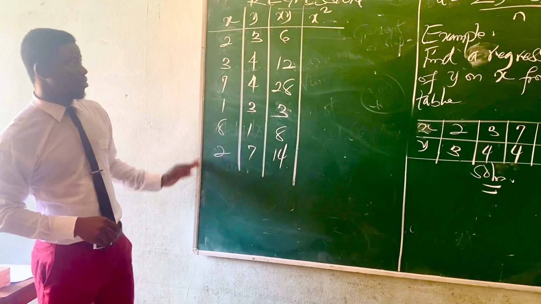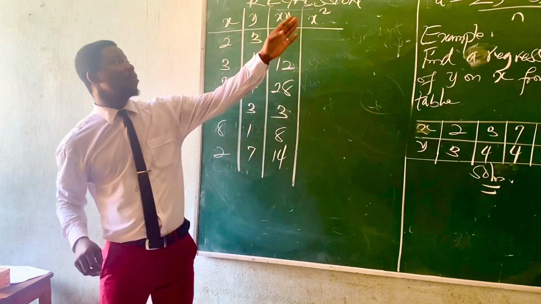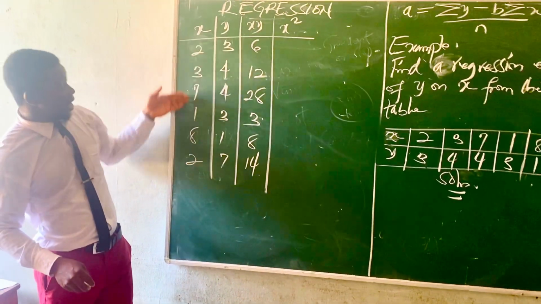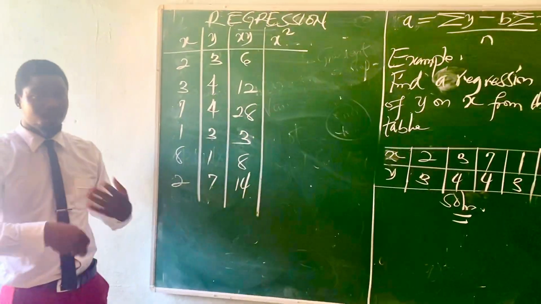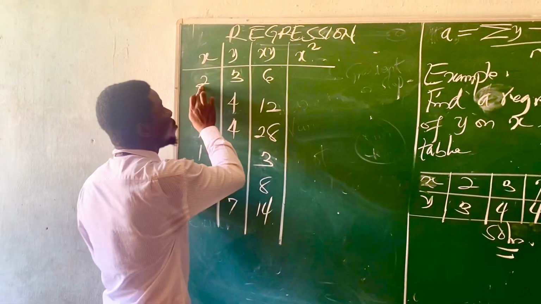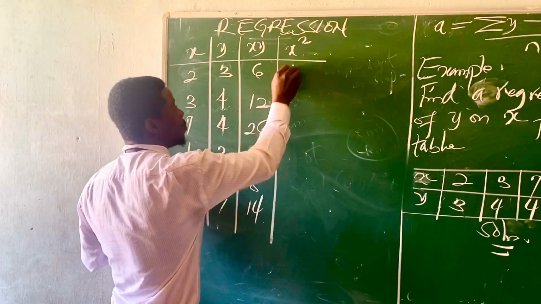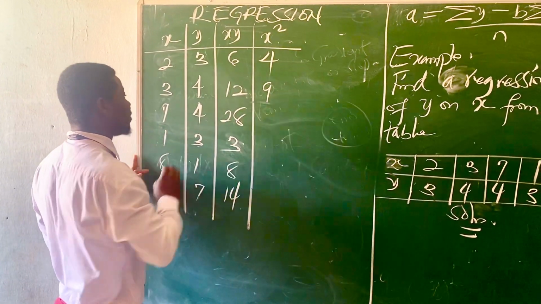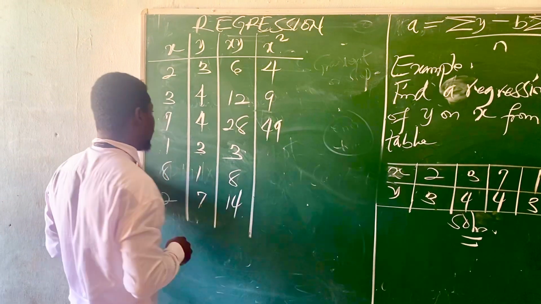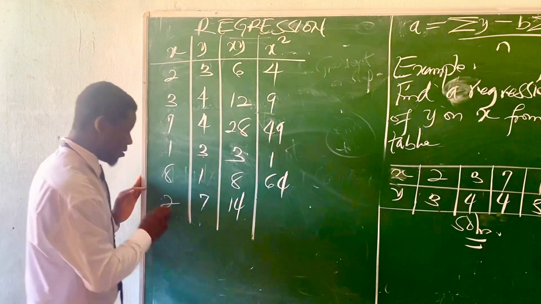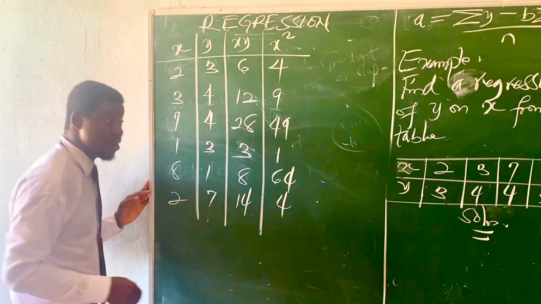All right. Then from here you move to the column of x squared. x squared simply means you square your x values. That is, you multiply them by themselves. For example, now this is 2. 2 squared simply means 2 times 2. Of course, that gives us 4. 3 squared, you have 9. 7 squared, I think 49. 1 squared, 1. And then you have 64. And I think this gives us 4.